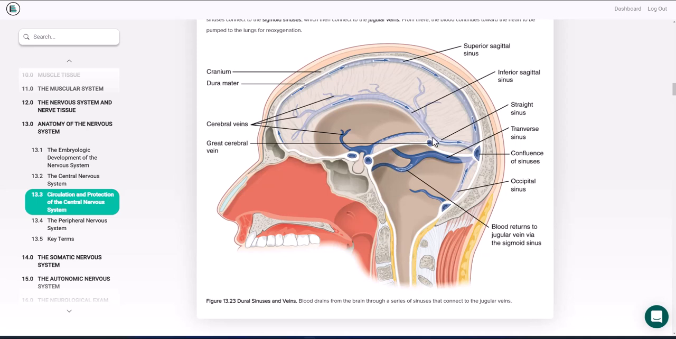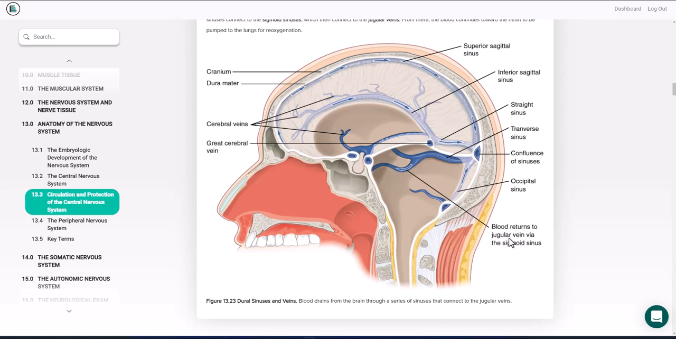But before that blood pools into the veins, it is first going to gather in what is referred to as sinuses. These are the dural sinuses collectively. And you see that there's a number of names: superior sagittal sinus, inferior sagittal sinus, straight sinus, transverse sinus. Basically a series of blood-filling regions. And all this blood is then going to travel and eventually return back to the body through jugular veins, okay?